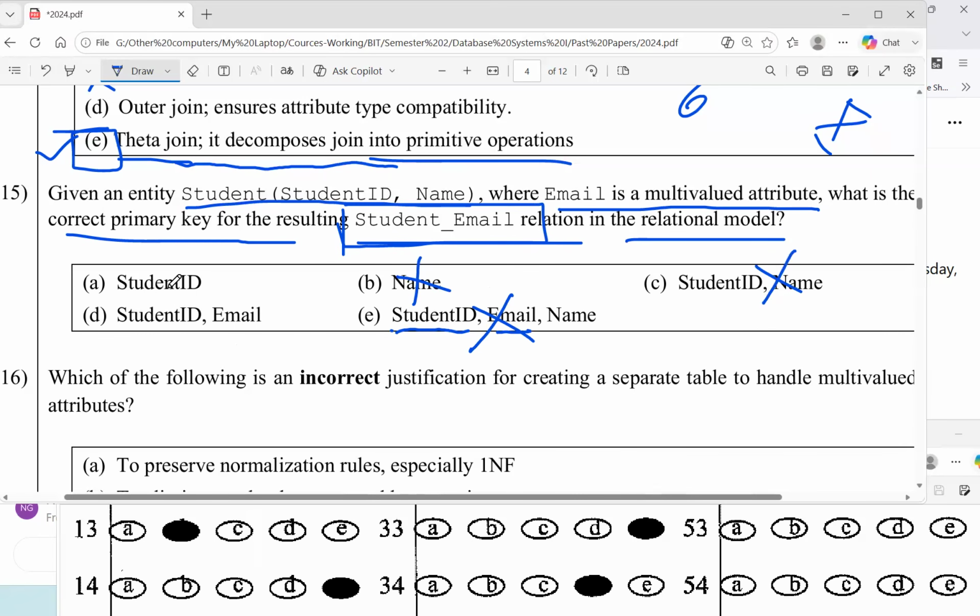A student ID alone is not enough. So we can have student ID and email as the composite primary key. Or you can have a surrogate primary key and keep student ID and email. Or student ID and email is your primary key. So definitely the answer must be D.